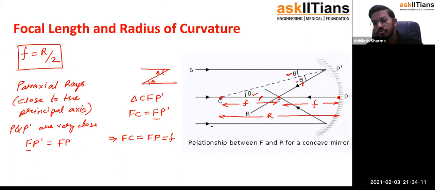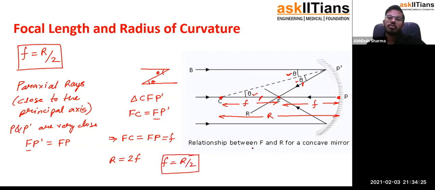And if that is the radius of curvature, then we got our relation that R is 2F. Or to write it the other way, F is R by 2. So hence proved that focal length is half the radius of curvature. So this result you should now keep in your mind.